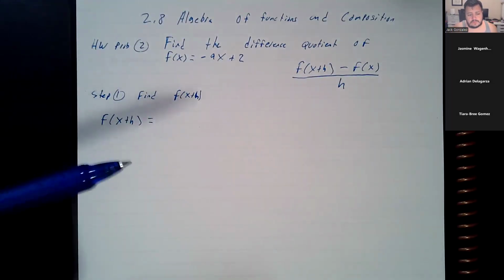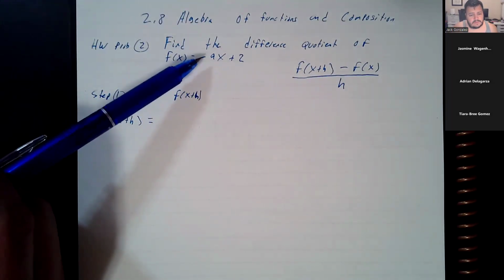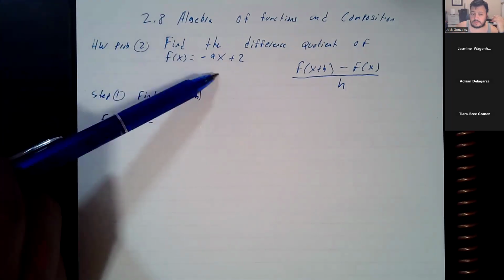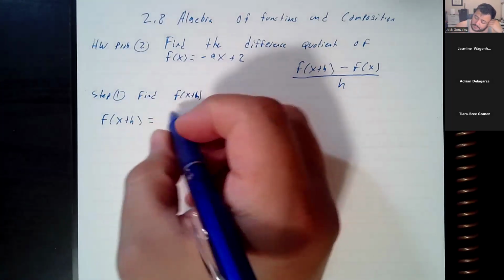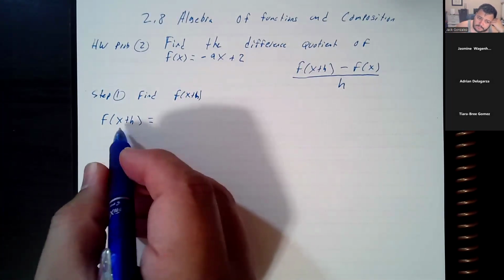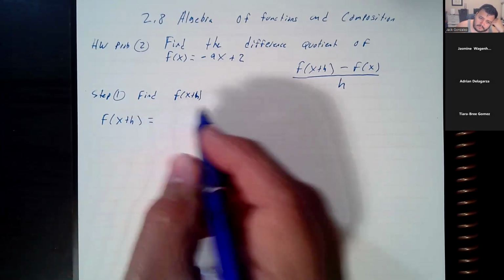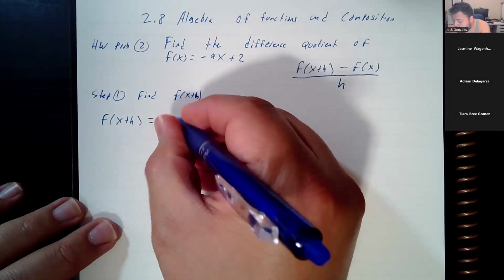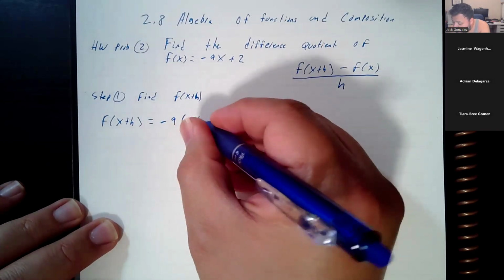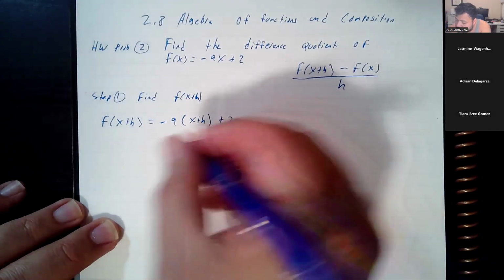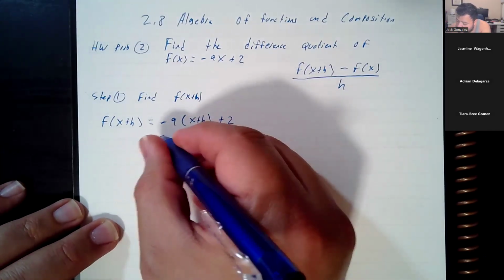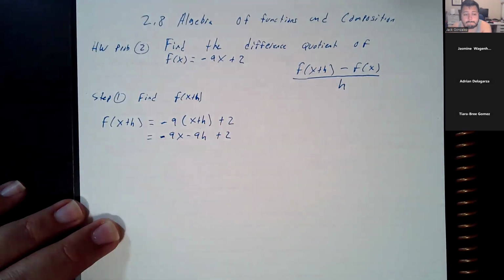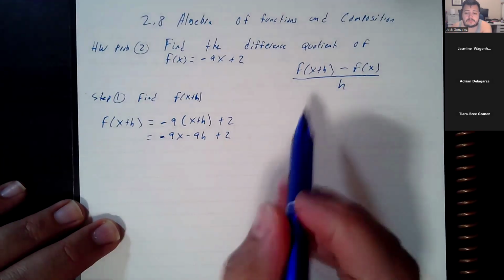So the difficulty of these questions will depend on what f is. If it's something simple, the steps will be the same, but the algebra will vary depending on what f is. So right now, remember, if it's in here, you plug it in, right? For any x that we only have one, so it's not too crazy. But negative 9 times x plus h plus 2 is going to give us negative 9x minus 9h plus 2. So there's this piece.